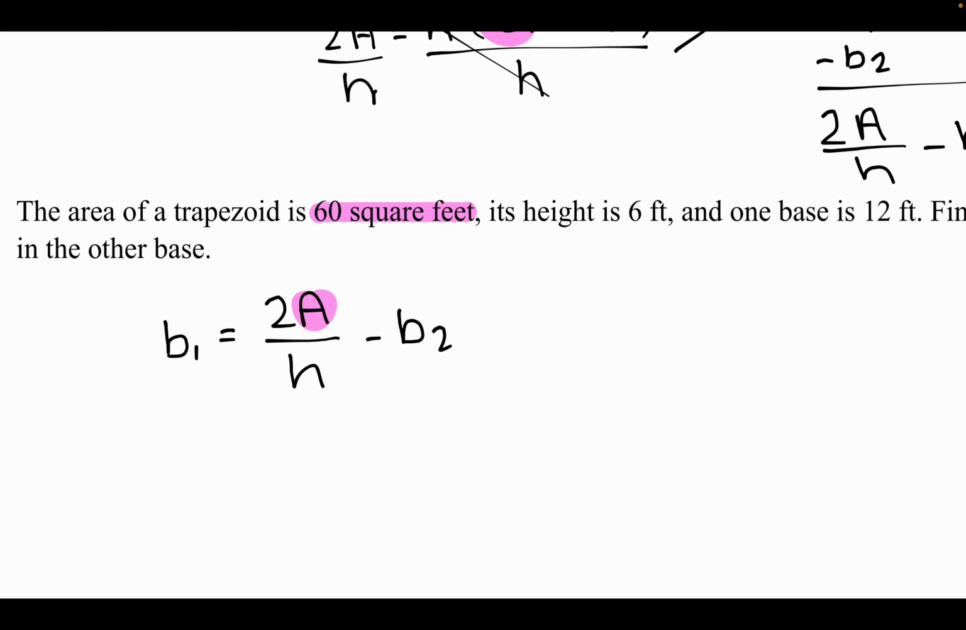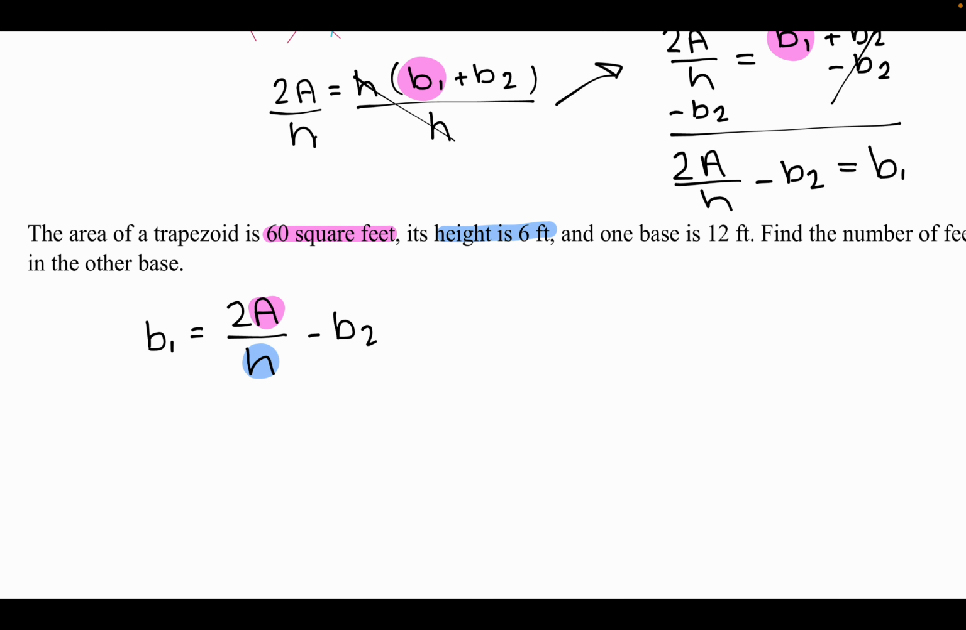Then it says that the height is 6. So that's what I'm going to plug in for H. It says one base is 12. So that's what I'm going to plug in for base 2. And it wants us to find the other base.